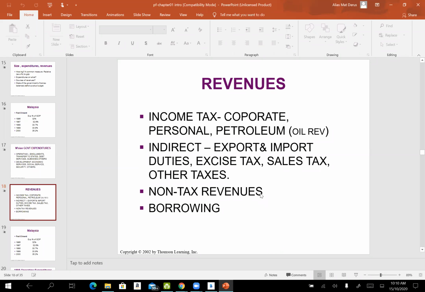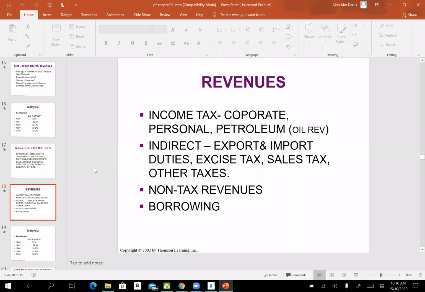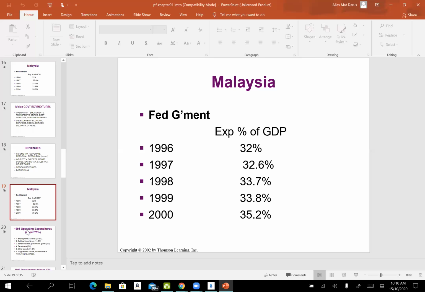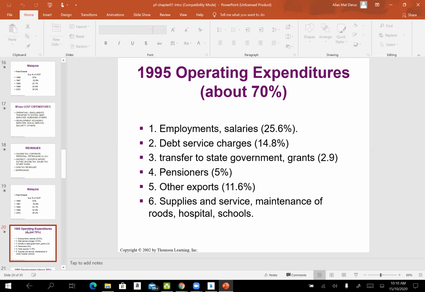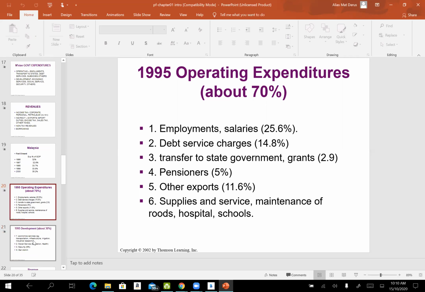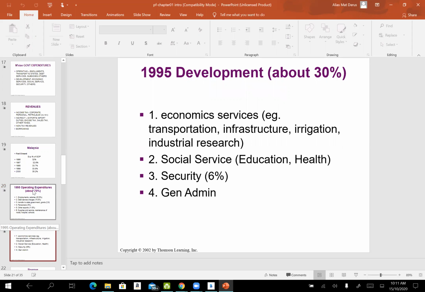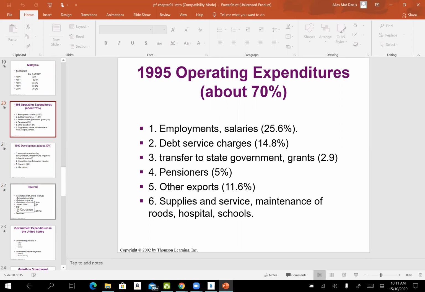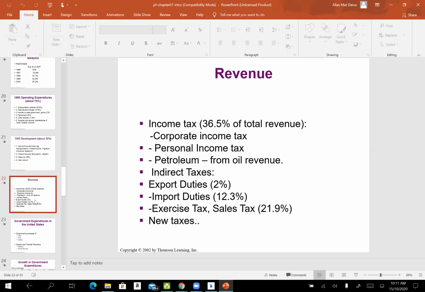Non-tax revenue is when the government sells one of its assets. If you look at recently, the government has no money, so they sell one asset, right? They sell a piece of land or one building. And the other source is by borrowing. So that is the sources of revenue. And then you have the breakout of the development expenditure.